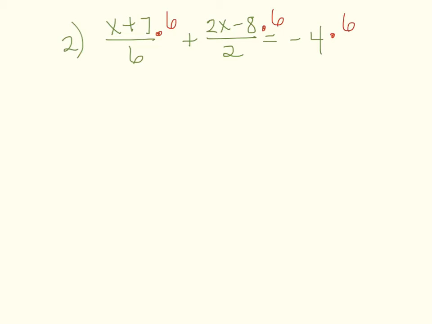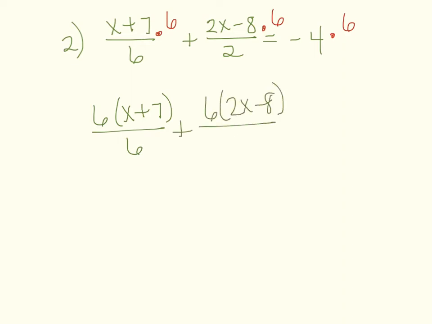Now, when we multiply into fractions like this, we're multiplying in the numerator. So I'm going to rewrite this problem as 6 times x plus 7 over 6, 6 times 2x minus 8 over 2 equals negative 24. So what I've done is multiply that 6 into the numerator of all of these numbers. In other words, I've made all of them 6 times bigger, keeping them equal.